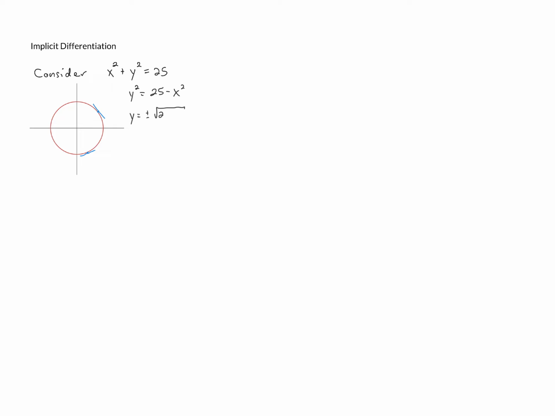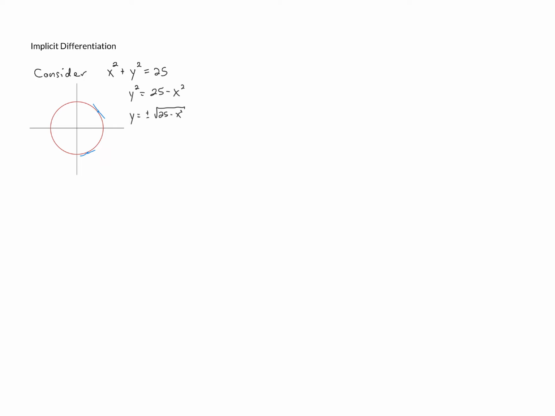The reason we need the plus or minus is because the plus refers to the top half of the circle, and the minus refers to the bottom half. So we would have to split this up into two different functions. This does not pass the vertical line test, so this is not a function. We would have to split it up into two functions and deal with those separately, and that's a bit tedious.